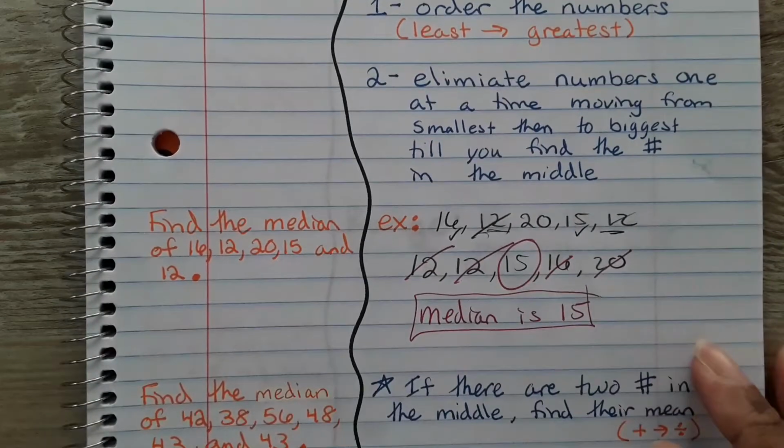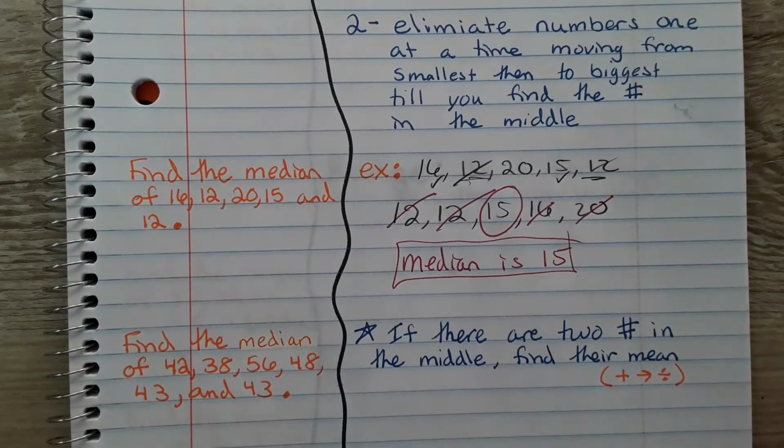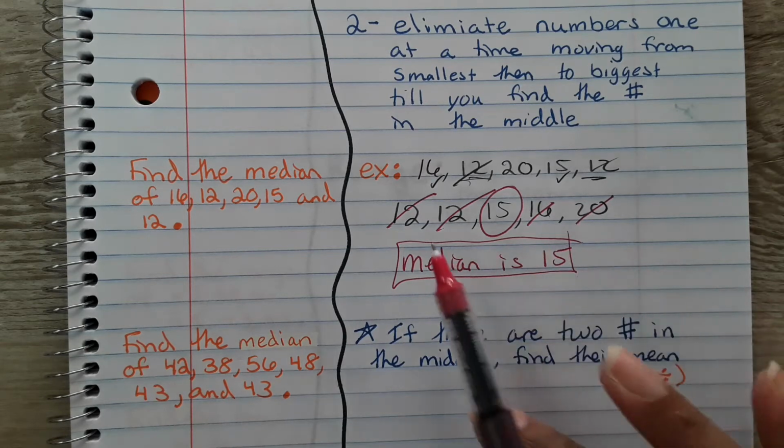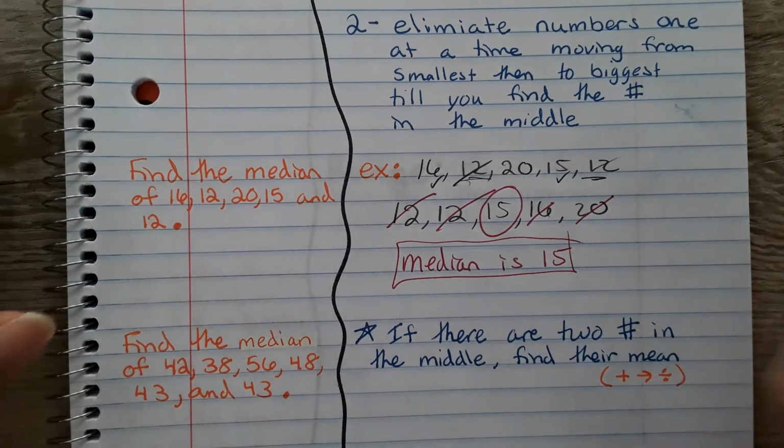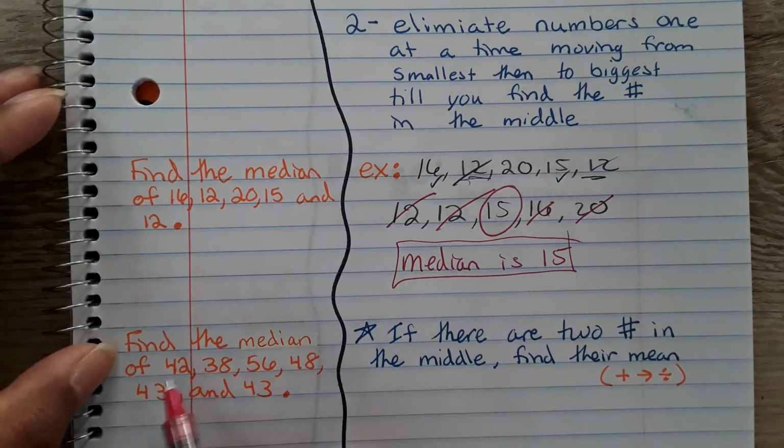Now, sometimes, you're going to want to note this, sometimes there is no one middle number. Sometimes we have two numbers that are left in the middle after we cross off small, big, small, big. And as you will see, if there are two numbers in the middle, then all you do to find the median is basically find their mean. So you're going to add them together, then divide. So let's take this example. We're going to find the median of 42, 38, 56, 48, 43, and 43.